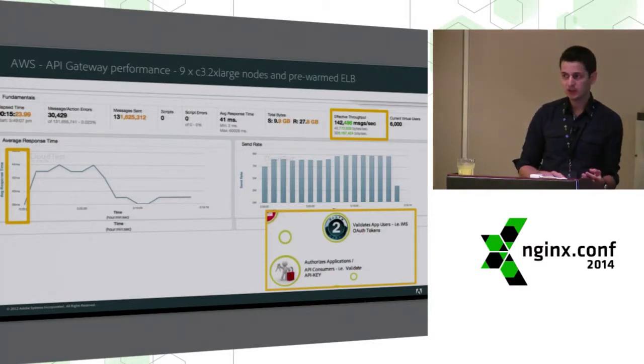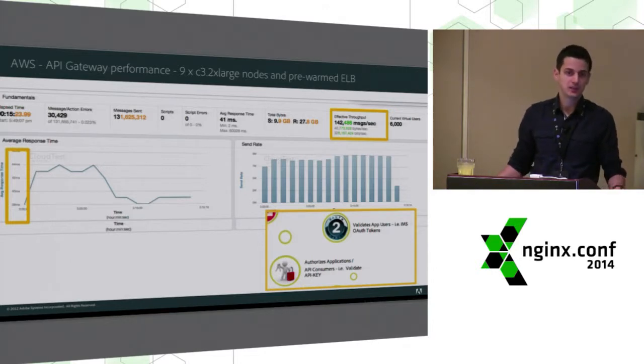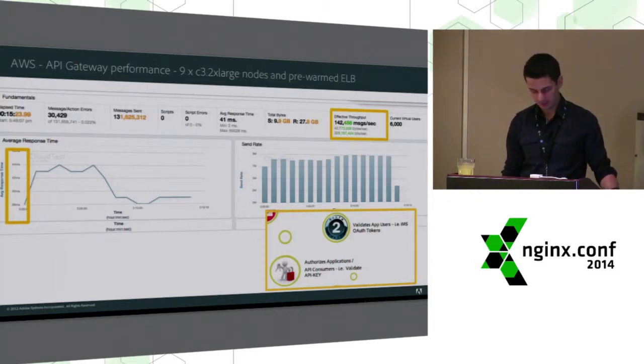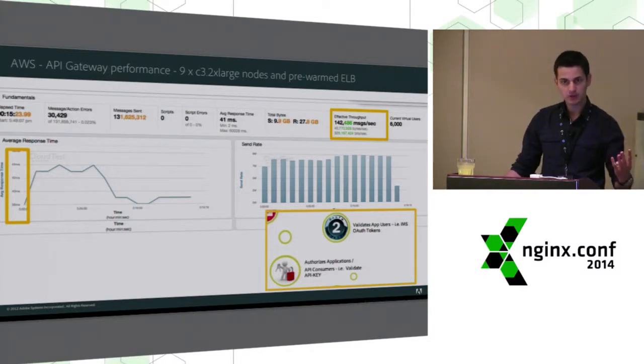Now, a pre-warmed ELB, for those of you who are not familiar, means that you put a number of nodes behind the ELB. Eventually, an ELB is just a cluster of EC2 nodes that run together and process your requests. So we pre-warmed the ELB with 18 M2 medium nodes, and we started 9 C3 2xlarge API gateway nodes running Nginx. This gives you 4 CPUs, so we configured Nginx to run 8 processes.